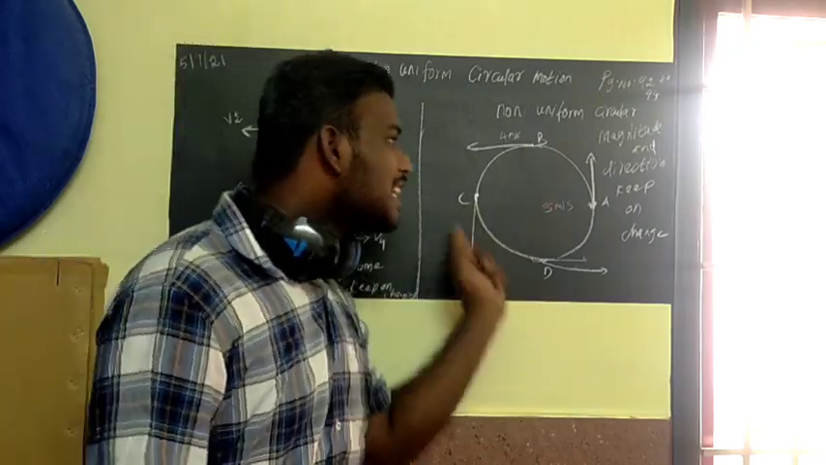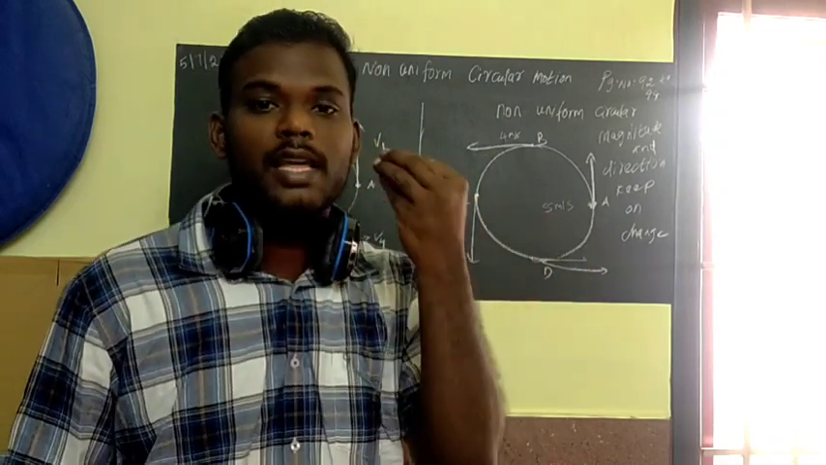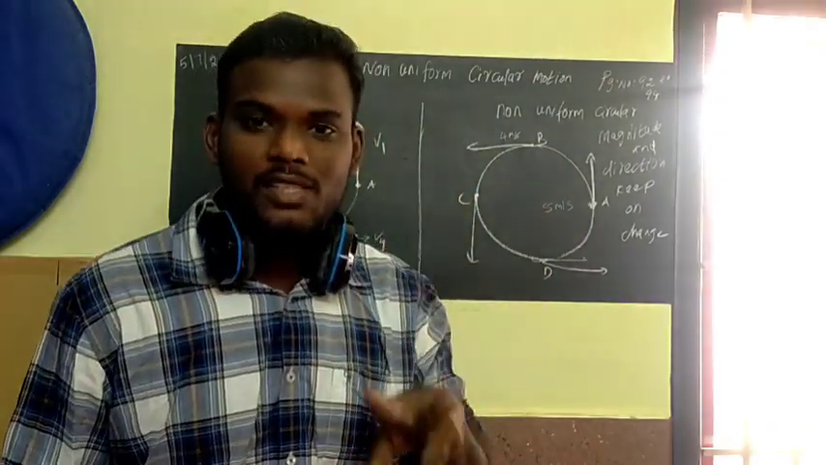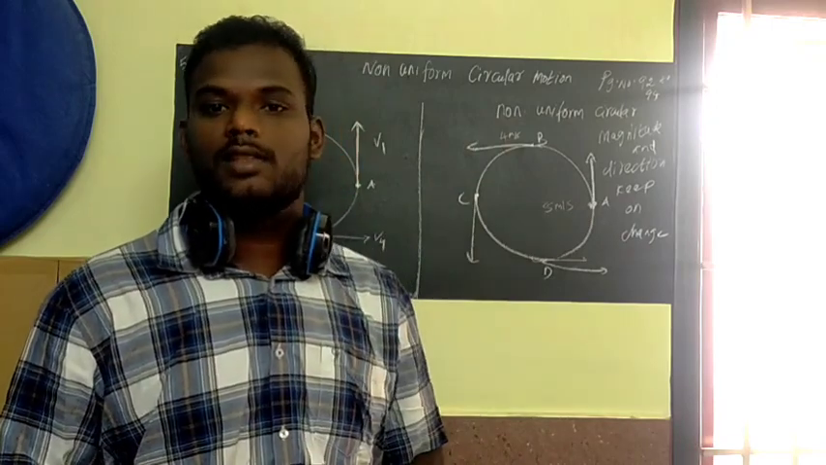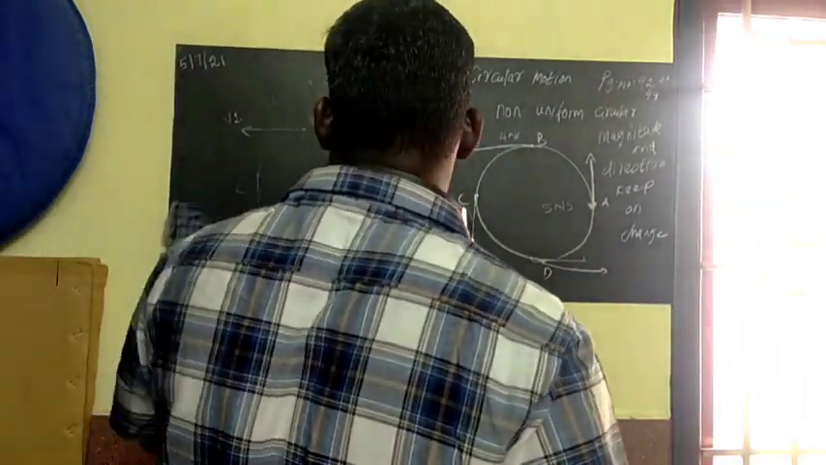Which means in horizontal circular motion, the magnitude remains the same, but the direction keeps on changing. But coming to vertical circular motion, at every point there is a change in the value, which means there is a change in the magnitude as well as a change in the direction of what? Velocity. Is that clear? So our topic is what? Our topic is called non-uniform circular motion.